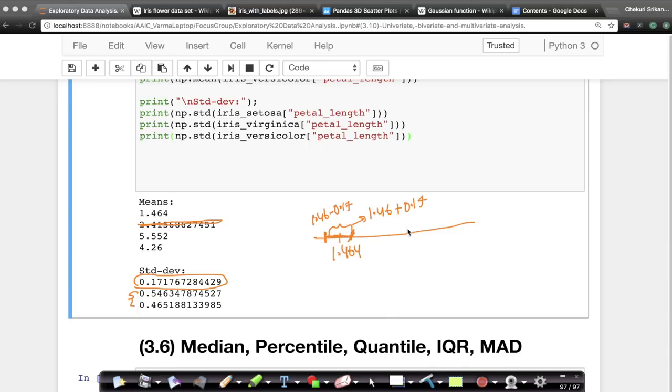Similarly, what about my virginica? My second one is virginica. My virginica mean is 5.5, and let's assume a standard deviation of 0.54, which means most of my points lie between 5 and 6. Most of them, not all of them, certainly, right? What about my third one, which is versicolor? Sorry, 4.26 is the mean, right? And this is how my intervals are.